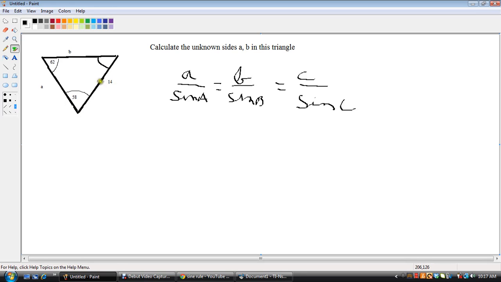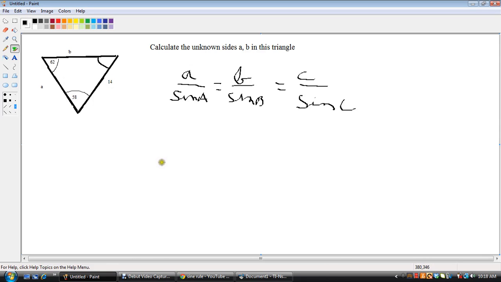Now we can quickly identify that we are given this angle of 62 degrees and its opposite side has a length of 14 units. So we can actually use that to help us find our unknown sides. This here is just a reminder of what the sine rule is about. So let's start by using this information here.